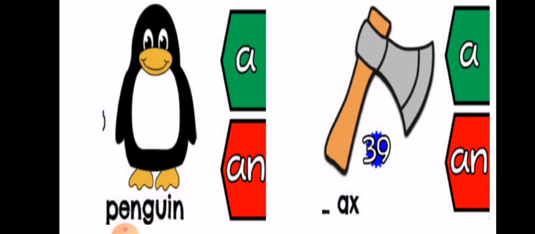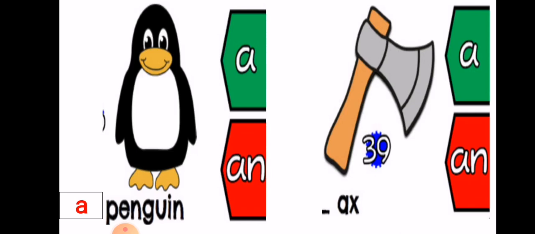Let's see our exercise. What can we see here? Very good. Penguin. So, what do you think? We will use a or an before penguin? Very good. First of all, we need to check our first letter. Our starting letter here is letter P, which is one of our consonants. So, we will use a.